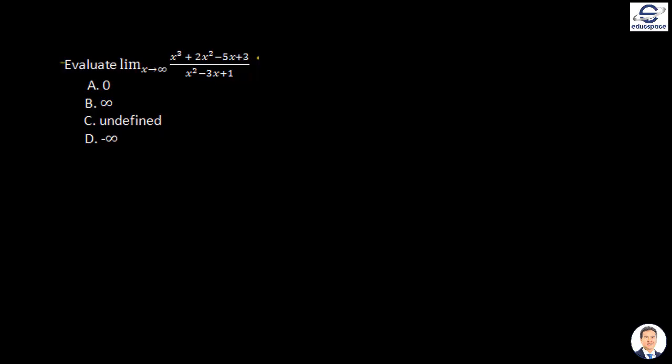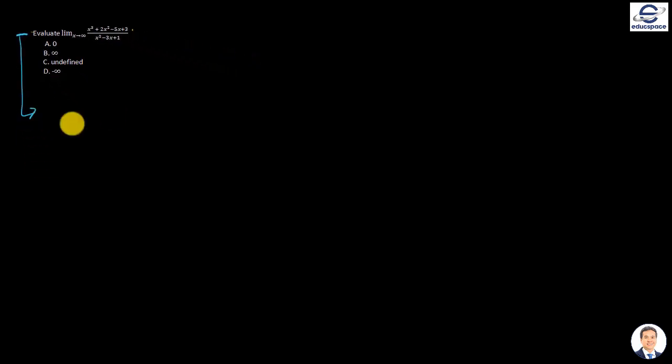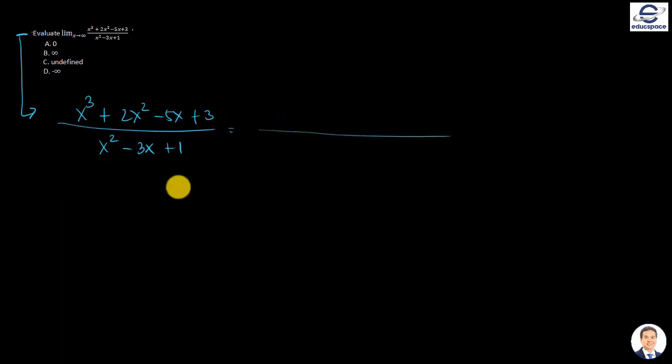Evaluate the equation x cubed plus 2x squared minus 5x plus 3 all over x squared minus 3x plus 1, wherein the limit is x approaching infinity. So again, one of the techniques here, if we have limits approaching infinity, is that for this kind of polynomial we identify first the highest exponent in the denominator. In this case, we have x squared, and we divide all these terms by that particular highest exponent.